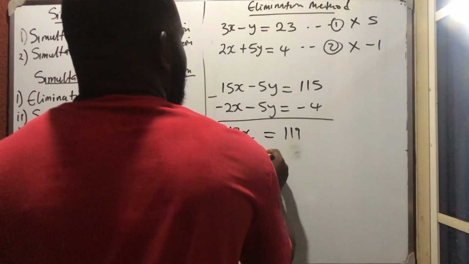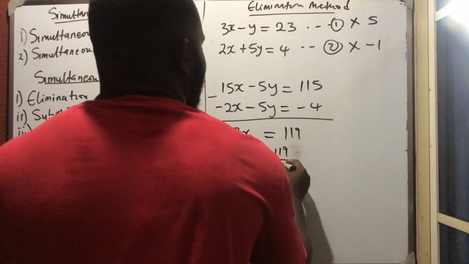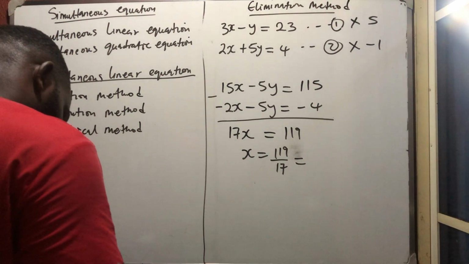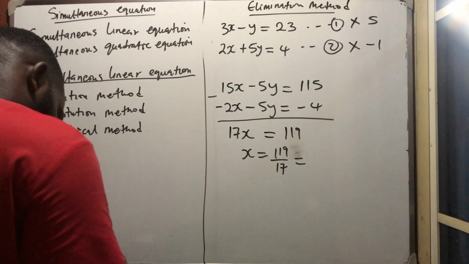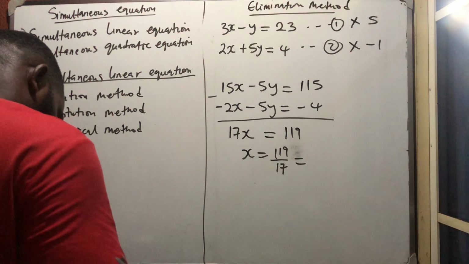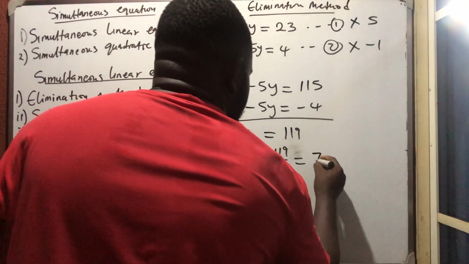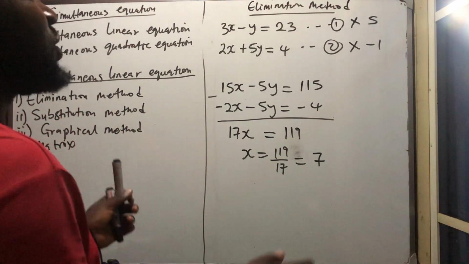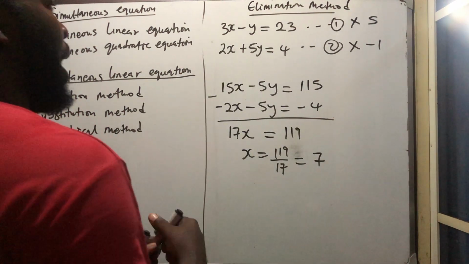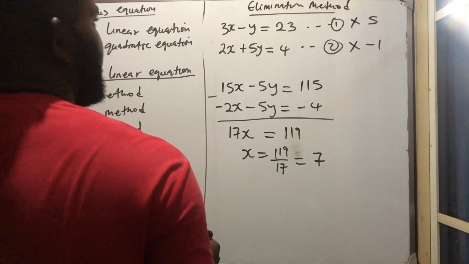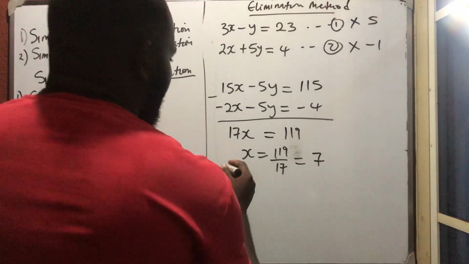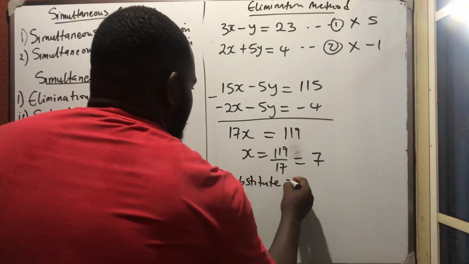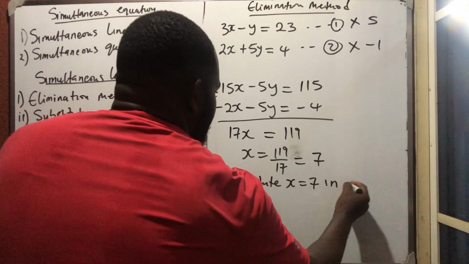So therefore, my x will now be what? 119 divided by 17. So what do you have? So I'm having 7. Okay? Now, once you have gotten x to be 7, you now substitute it in any of the equation to get your y. So let me substitute in equation 1, which is easier for me to get my y. I'll say substitute x to be equal to 7 in equation 1.